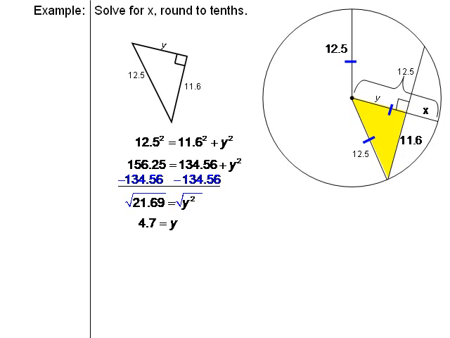Now back to our picture. We need to find x. Think about how you can find x. We know y plus x equals the 12.5. So then x is going to be 12.5 minus y. And our y was 4.7. So 12.5 minus 4.7 is 7.8.